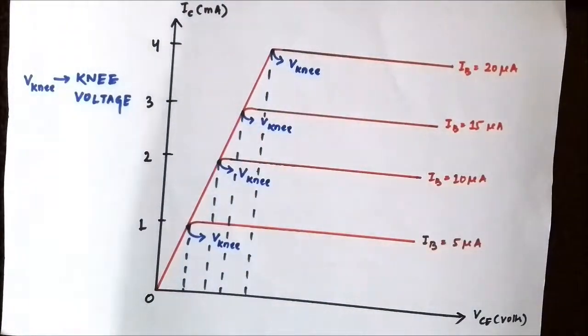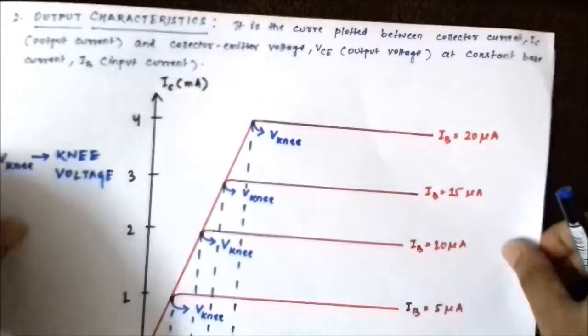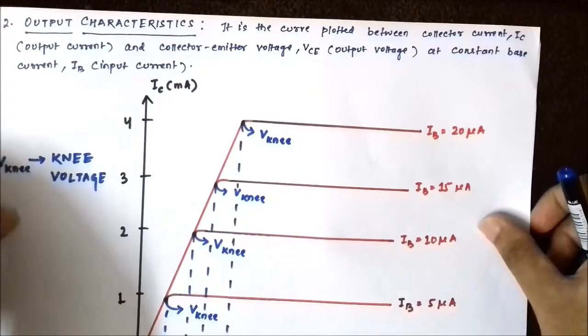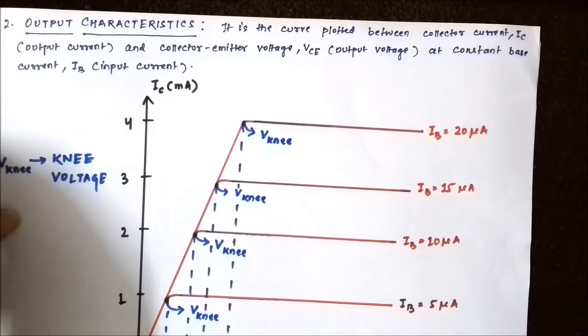Next is the output characteristics. The basic definition of output characteristics is that it is a curve which is plotted between the output current and the output voltage at constant input current. Okay, not at constant input voltage.